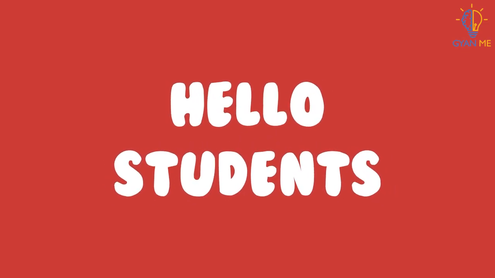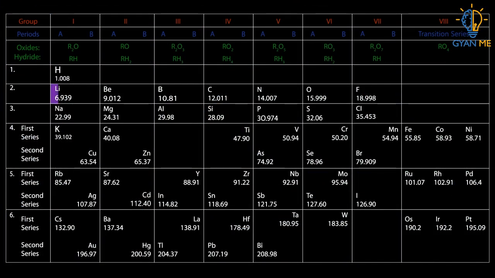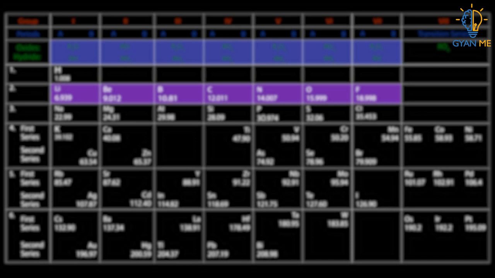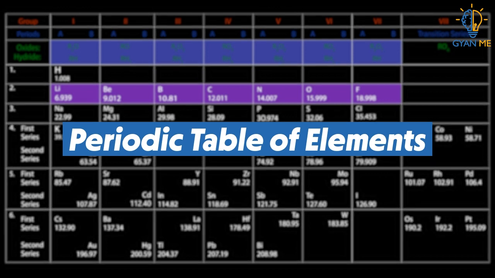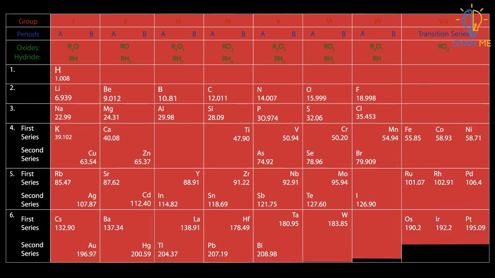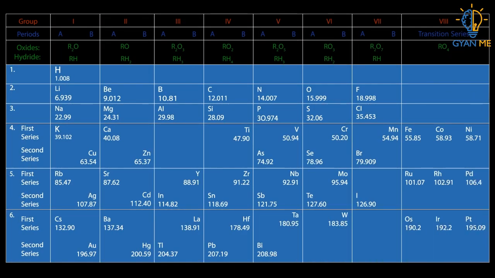Hello students! Previously, we learned how a genius man named Dmitri Ivanovich Mendeleev back in 1869 tried to arrange the elements based on their physical and chemical properties. His attempts made him form one table, which he called the periodic table of elements. Mendeleev formed a periodic table of elements having 8 vertical columns called groups and 6 horizontal rows called periods.